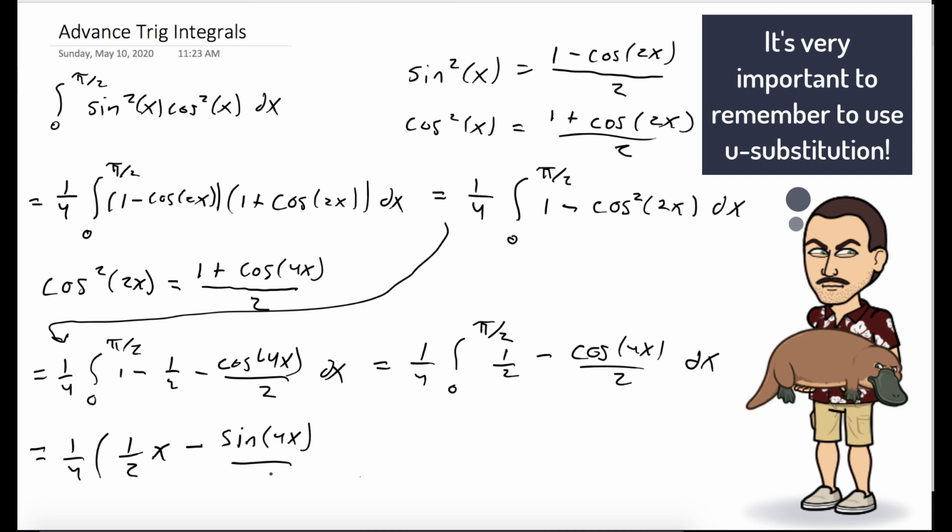So we really used a little u substitution here, but you could work that out on your own. Evaluated at 0 and pi over 2. And when we plug in the endpoints, we get pi over 16 minus 0, which gives us pi over 16.